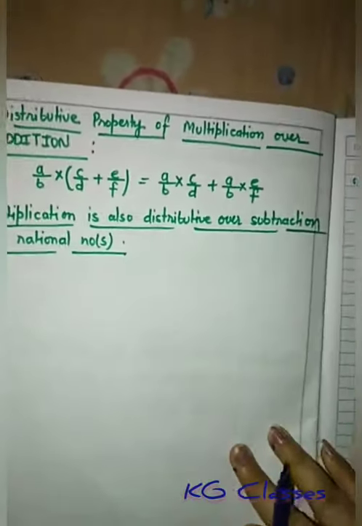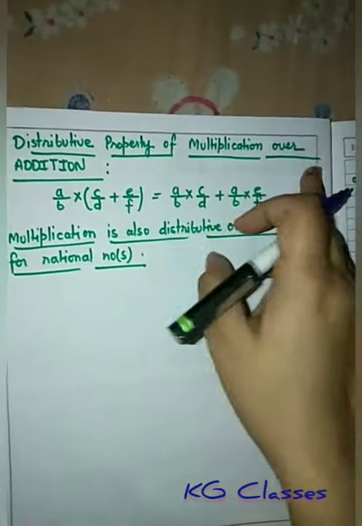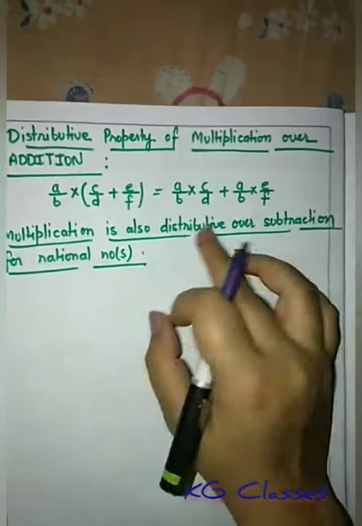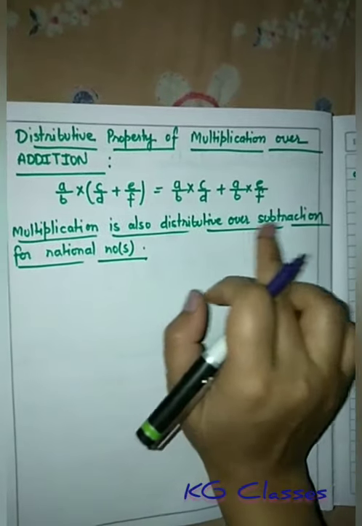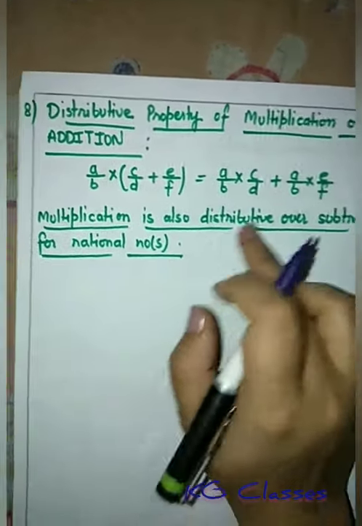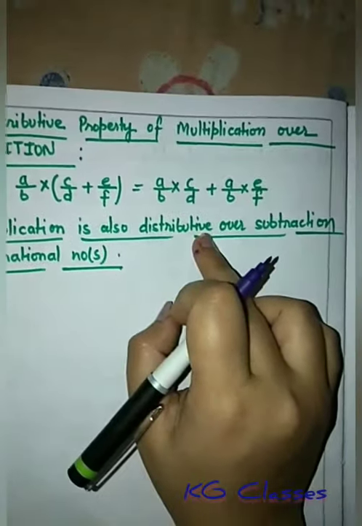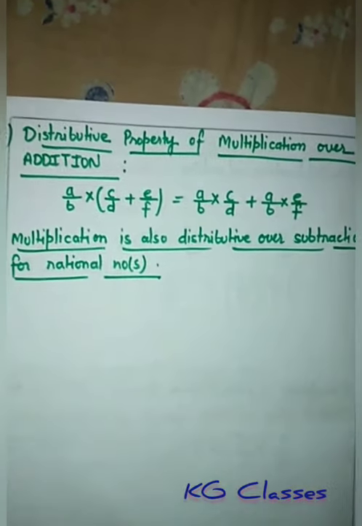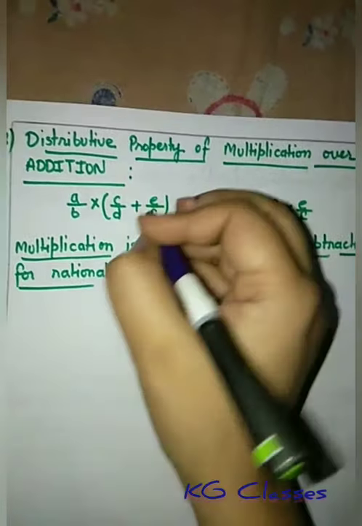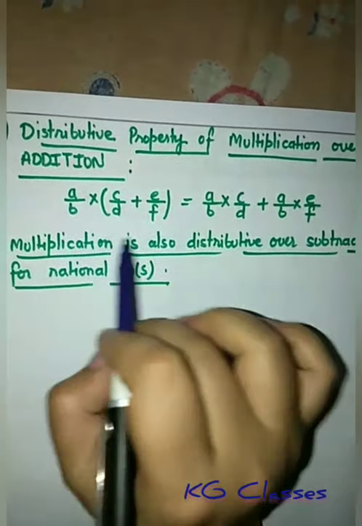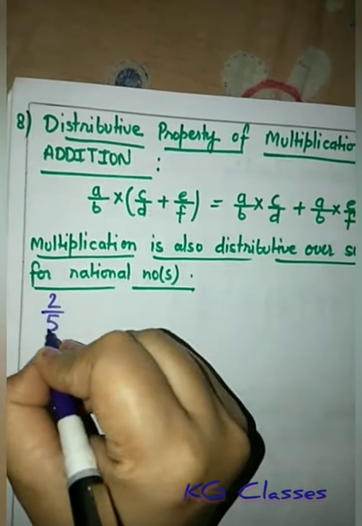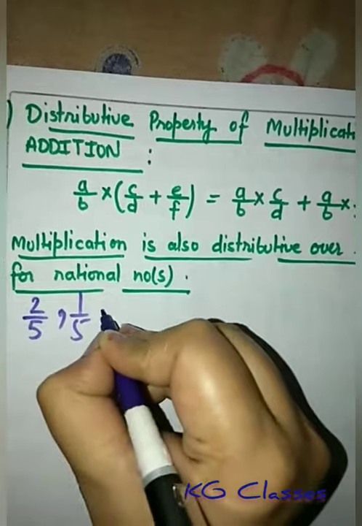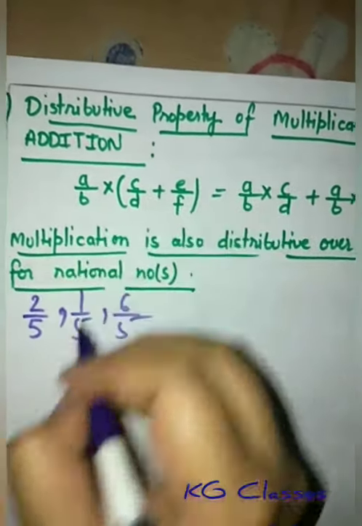Now next property is distributive property of multiplication over addition. Multiplication is also distributed over subtraction for rational numbers. This will be applicable for both addition and subtraction. So let's take an example. If we have this situation, we will get this. So let's take three rational numbers, 2 by 5, 1 by 5 and 6 by 5. Now we will add it.